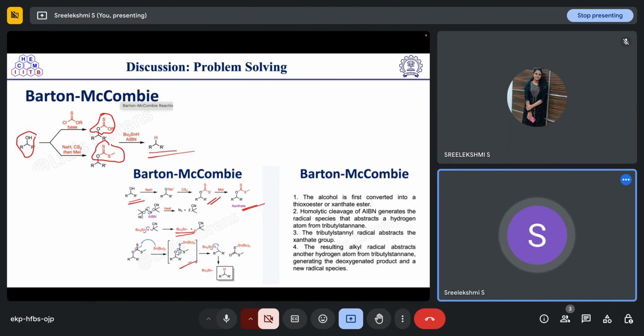Again this bond is getting homolytically cleaved and this is eliminated, and this radical will combine with the hydrogen radical from the tributyltin hydride, and we will be getting this product.